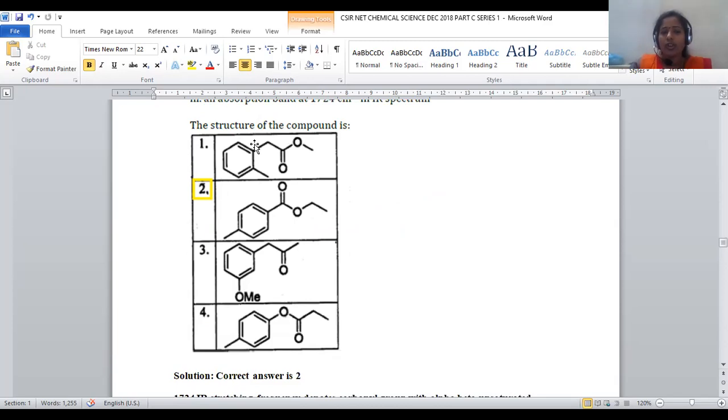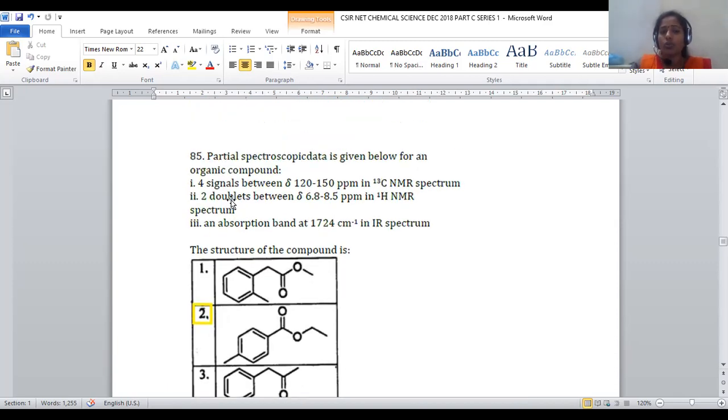Option number 1 is ortho, it will be discarded. Option number 2 will be para. Option number 3 will be meta, it will be discarded. Option number 4 also is para-substituted. Either 2 or 4 will be the right answer with respect to the 2 doublets.